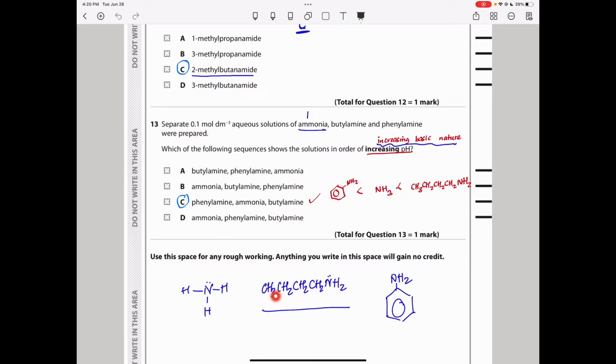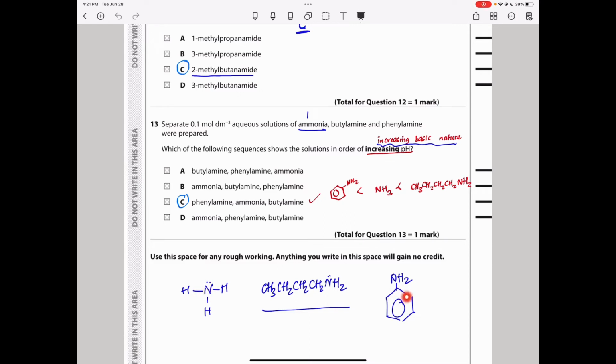So there is electron donation from this side, and therefore there is a greater chance of this lone pair being donated. So this is going to be the strongest base. Now here, the nitrogen has a lone pair, so this is going to be the next, because this actually is a greater base than that.